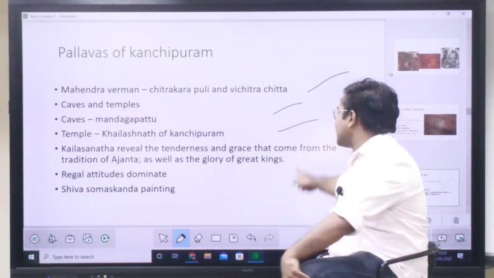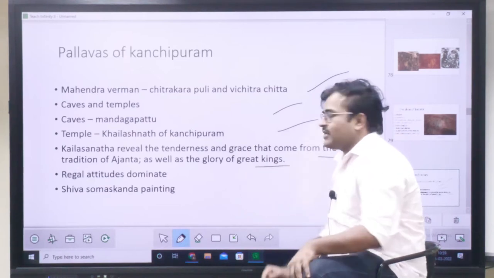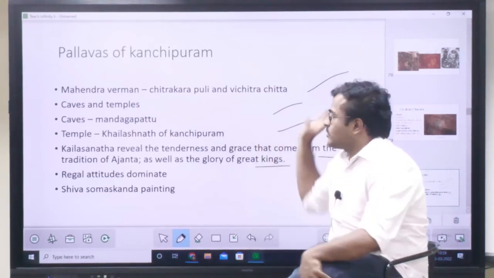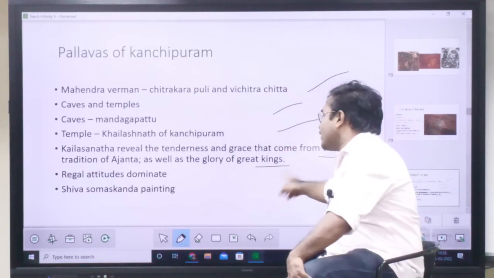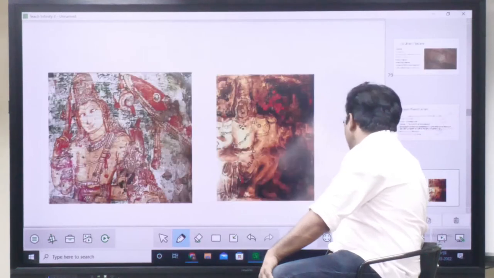Then the temple is the Kailashnath temple at Kanchipuram. Kailashnath revealed the tenderness and grace that come from the tradition of Ajanta, as well as the glory of great kings. You don't need to remember this. But they are a continuation of the Ajanta tradition, and regal attitudes dominate. And the most prominent painting is this Shiva Somaskanda painting.